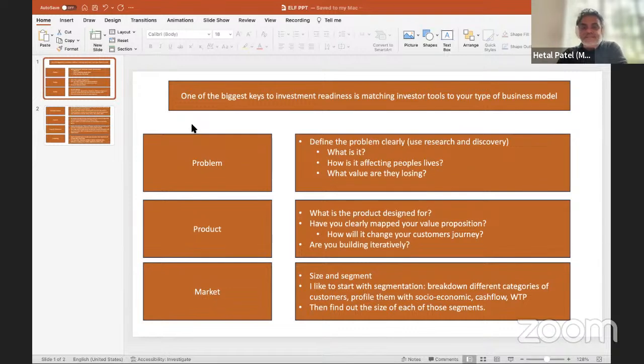when we're looking at investments: size and segment. Has the pitch person really understood the size of their market and the segment? I personally like to start with segment, mainly because size can lead people to be hopeful. People will say, I have a TAM of hundreds of millions. But when you start breaking down the segment, and then you start understanding their profile, their socioeconomic ability, their cash flow, their willingness to pay, your SOM, your serviceable obtainable market, actually comes down to much smaller, which is okay.